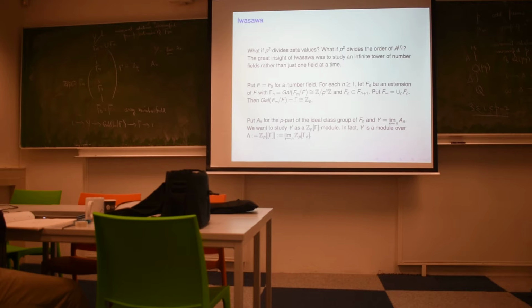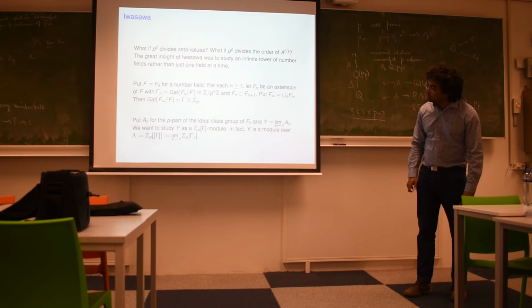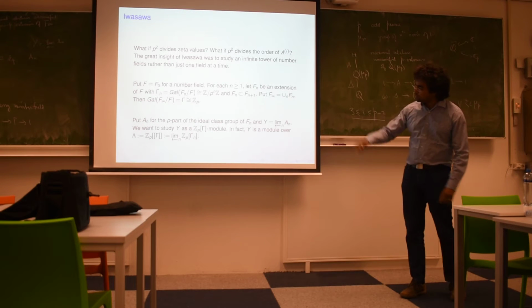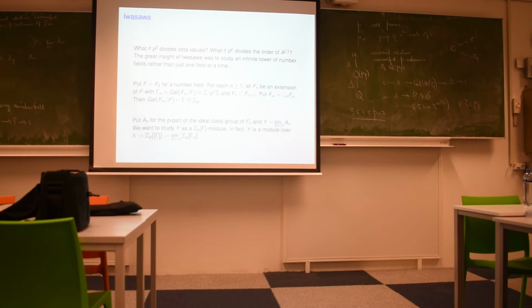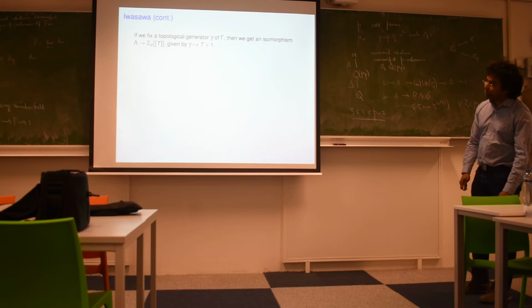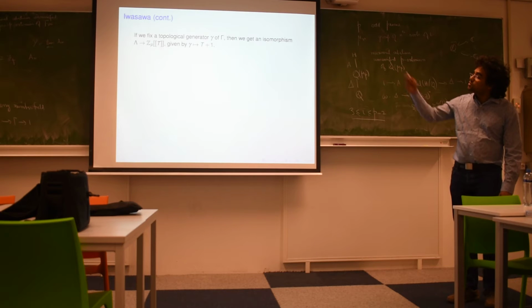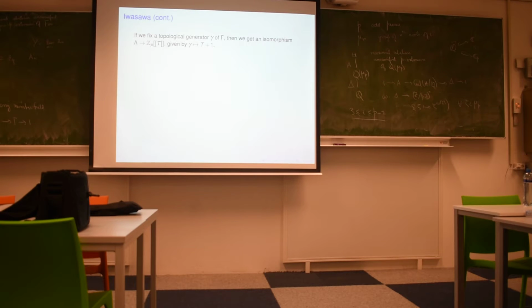In fact it's a module because Y is compact. It's a module over this Iwasawa algebra, Z_p double bracket T, which is just the inverse limit of these group rings. These are completed group rings. And this ring is much nicer than just the group ring, because once you fix a topological generator of gamma, we get a canonical isomorphism from this Iwasawa algebra to power series in one variable. So that's nice.